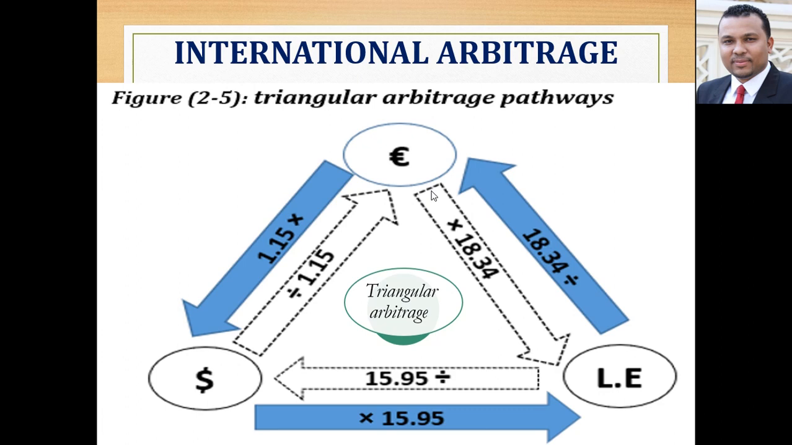Suppose we started with 10 million euro, and we will test the next pathway. We will select the pathway from euro to Egyptian pound to dollar and back again to euro. Sure, the net result equal loss by 1,363. So the summary: we have two directions, two pathways. One pathway, the result equal profit. The other pathway, sure, the result equal loss.